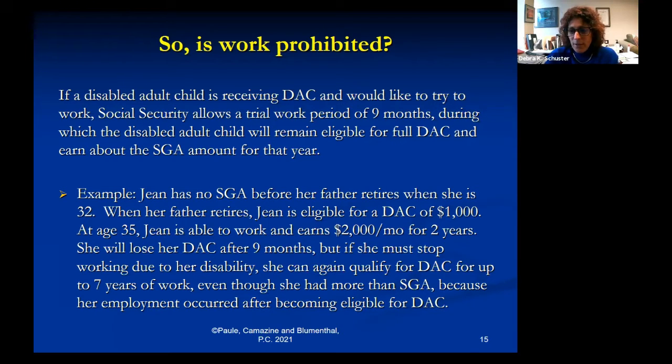Jean has no substantial gainful activity before her father retires when she's age 32. When her father retires, she's eligible for the DAC benefit of $1,000 because presumably her father received a retirement benefit of $2,000. At age 35, Jean is able to work and earns $2,000 a month for 2 years. She'll lose her DAC benefit after that 9-month trial work period, but if she has to stop working due to her disability, she can again qualify for DAC for up to 7 years of work, even though she had more than her SGA, because her employment occurred before becoming eligible.